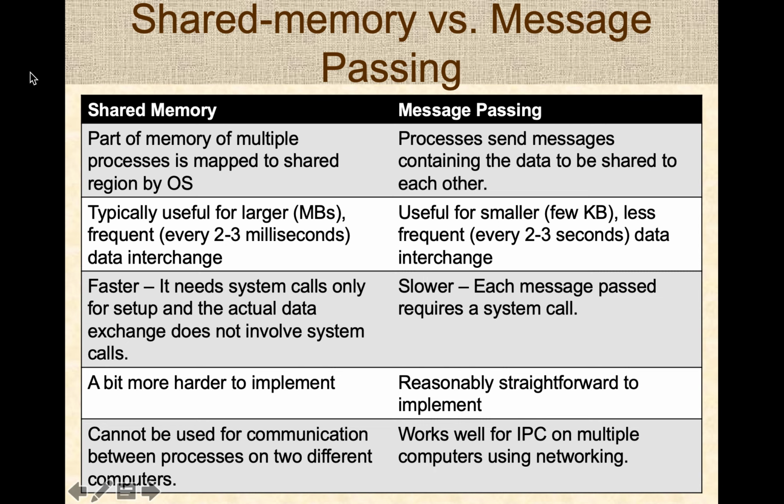On the other hand, message passing can be used to interact and send data between processes running on different computers. However, since it goes over the network, sometimes it can be a little bit slower, and the amount of data that you may want to pass over the network could also be limited.